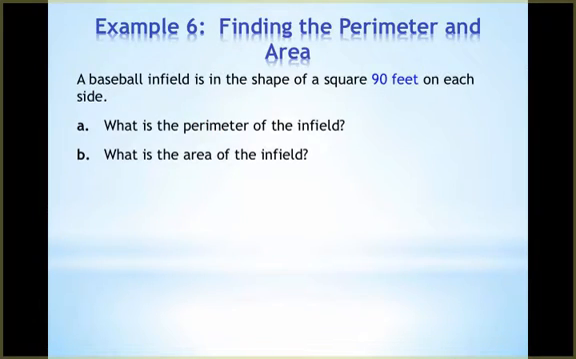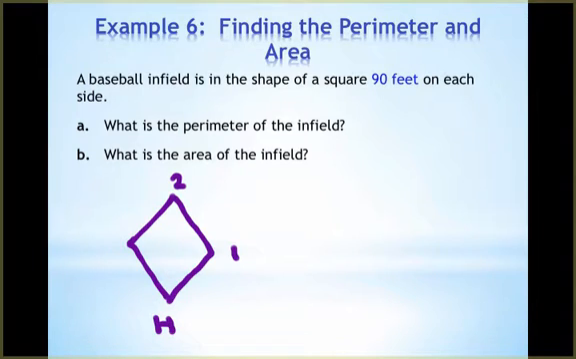In our final example, we're going to do another word problem. It tells me that a baseball infield is in the shape of a square that's 90 feet on each side. So imagine that here is my shape. There's home, first, second, third. We know that each measurement is 90 on a side. 90 feet. So I want to know, A, what's the perimeter?